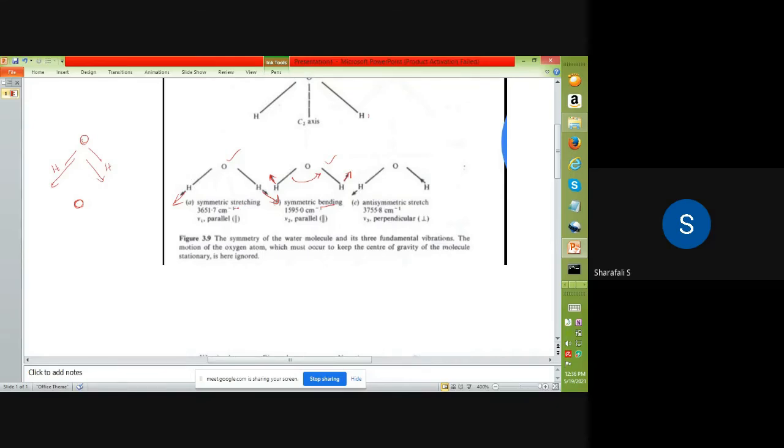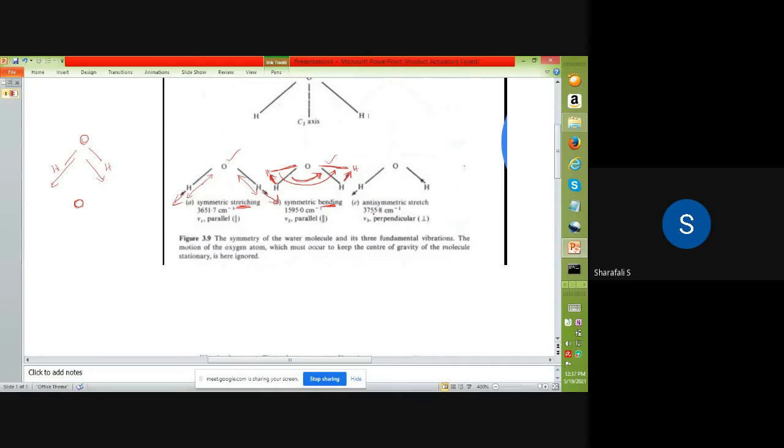But in the stretching case, you can see that the bond length is going to change. This length is going to change each time. But in the case of bending, the angle is going to change because this hydrogen moves here and this hydrogen moves here, so the angle is going to change. In this particular case, the angle is going to change, but the bond length will be the same.